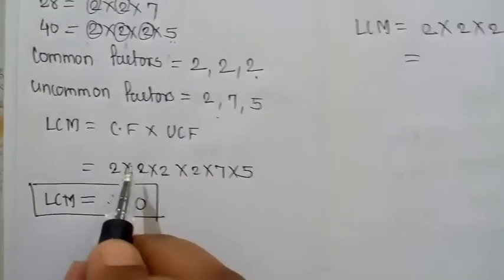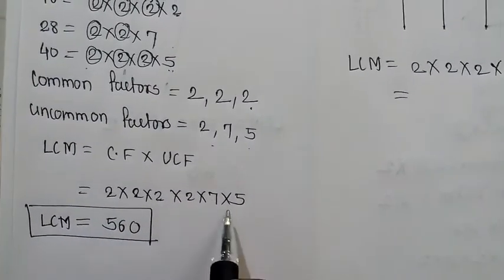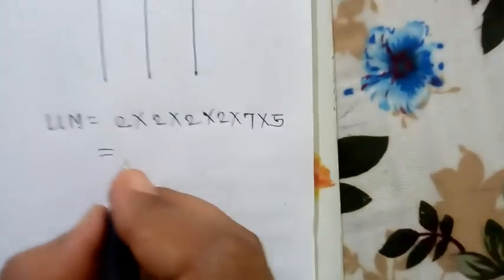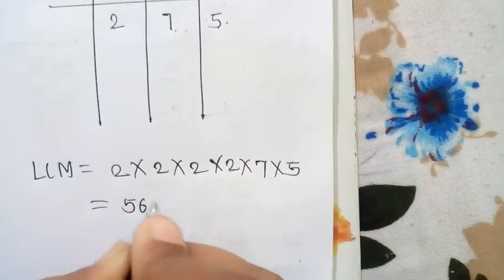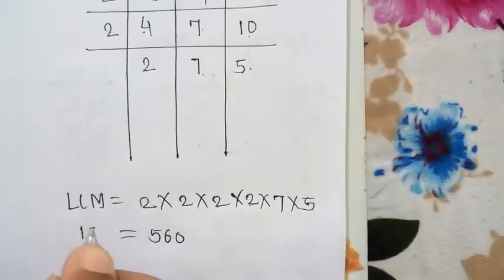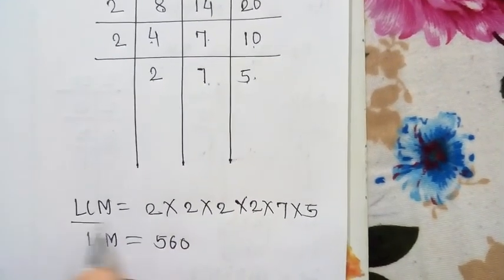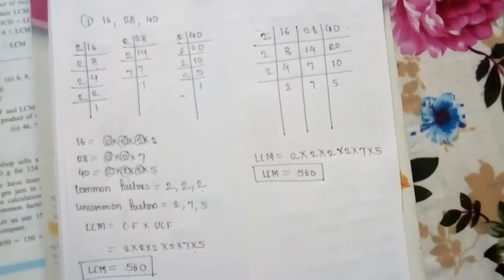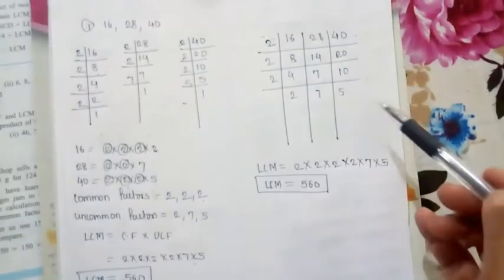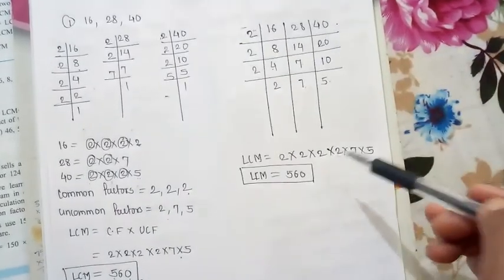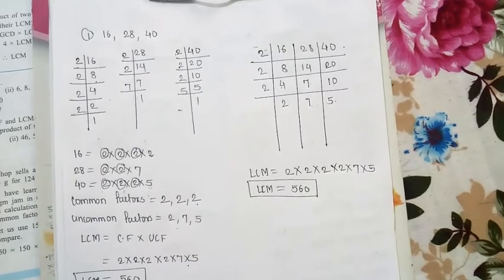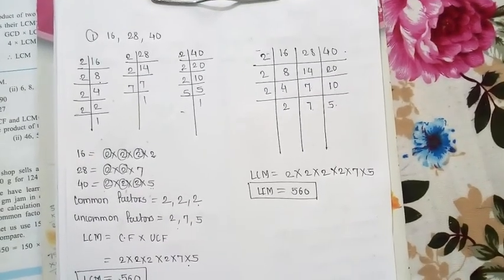See, same factors we got, common and uncommon. Here also same factors. So multiplication is 560. So LCM is equal to 560. This is our answer. So both methods are very simple. You are familiar with this method, and this is new. This is new but short. So you can follow any one of them and can solve all examples. Thank you. Bye bye. Have a nice day.